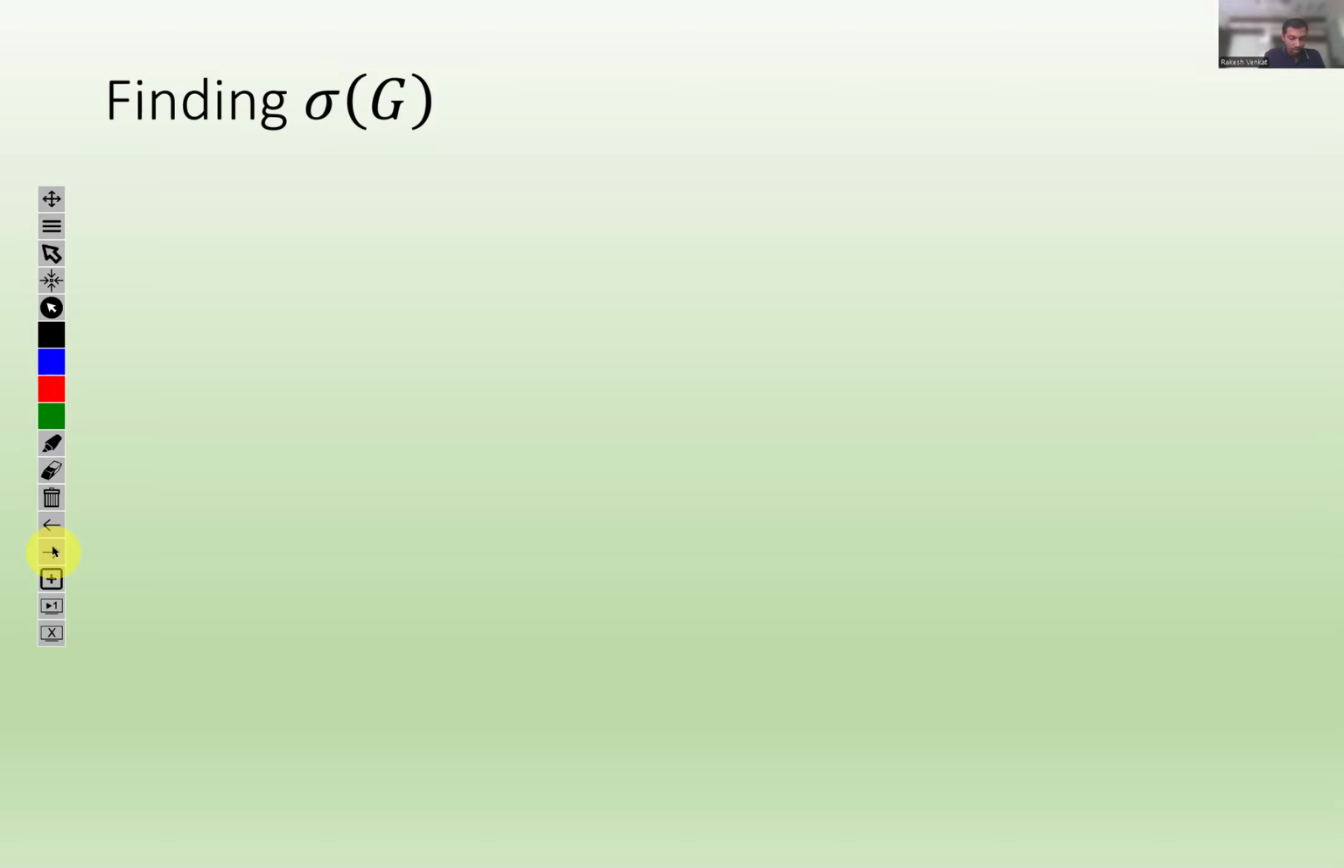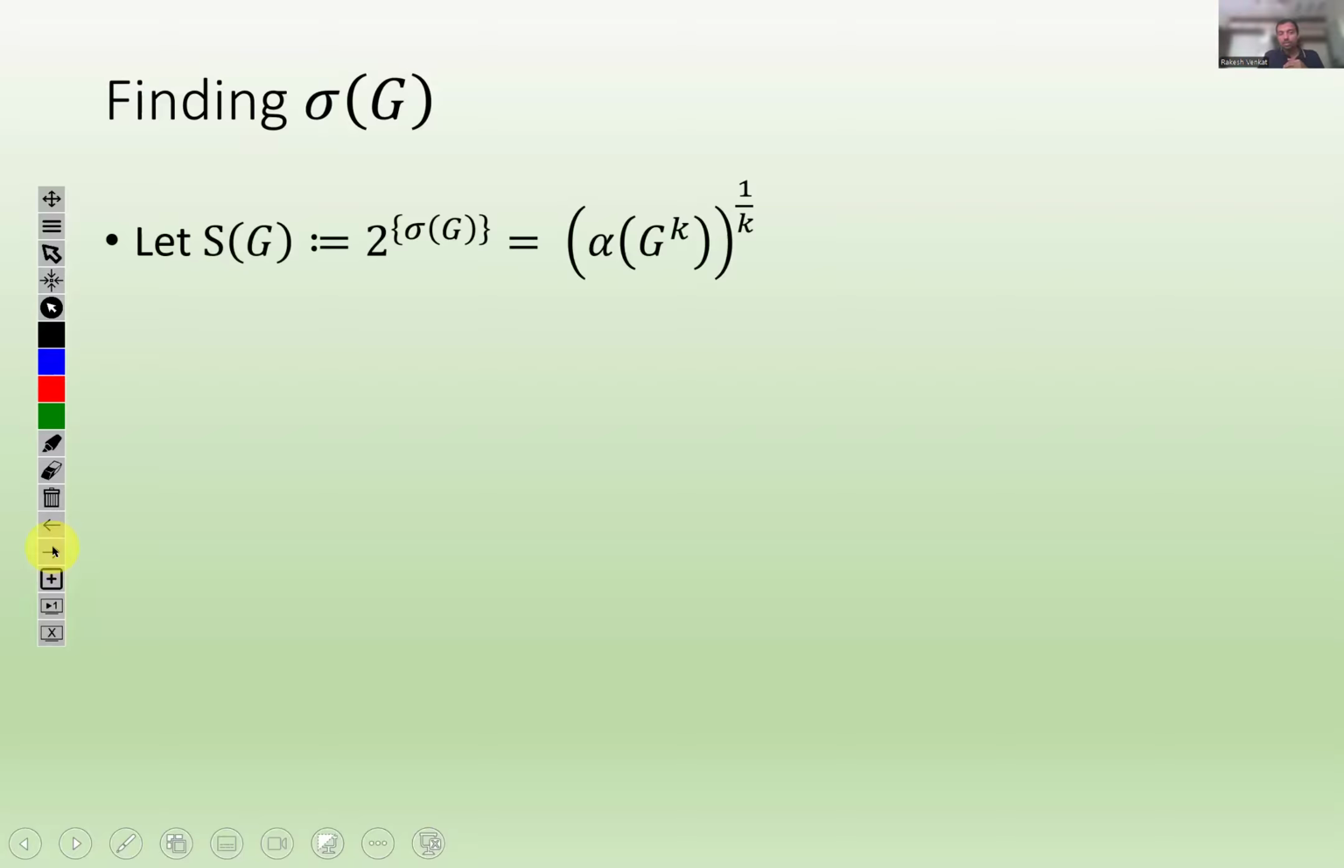It's hard to compute, right? It's hard to find. So just for convenience, we will take the exponential of sigma of G. Instead of taking 1 over k log of the maximum independent set size in G to the power k, we will take 2 raised to sigma of G, which is basically this quantity.